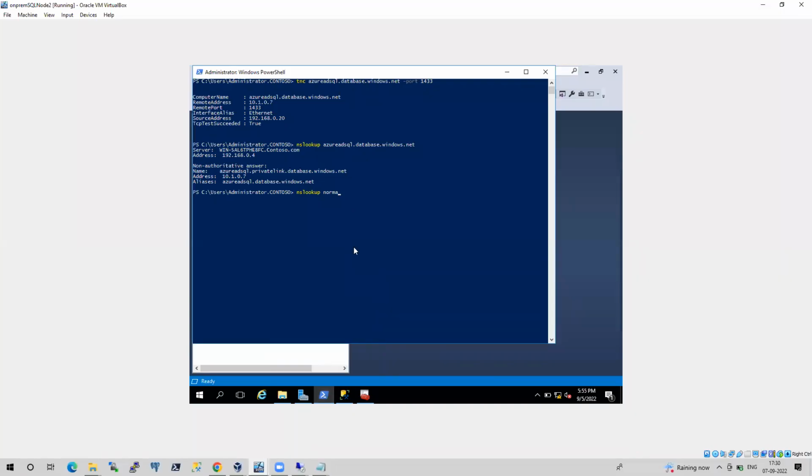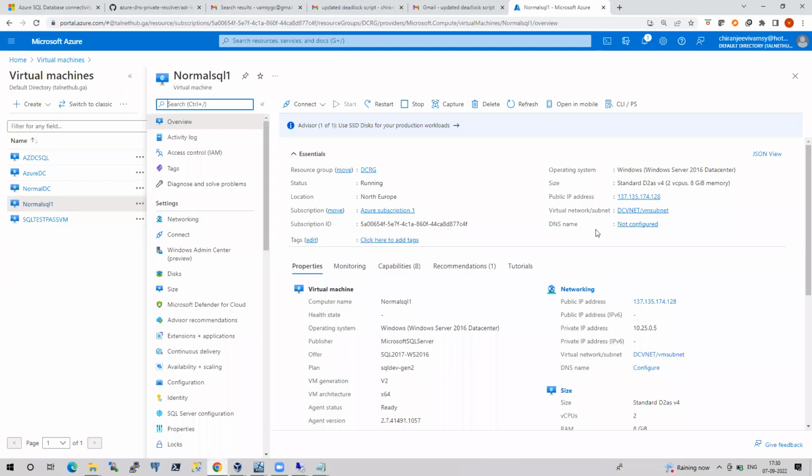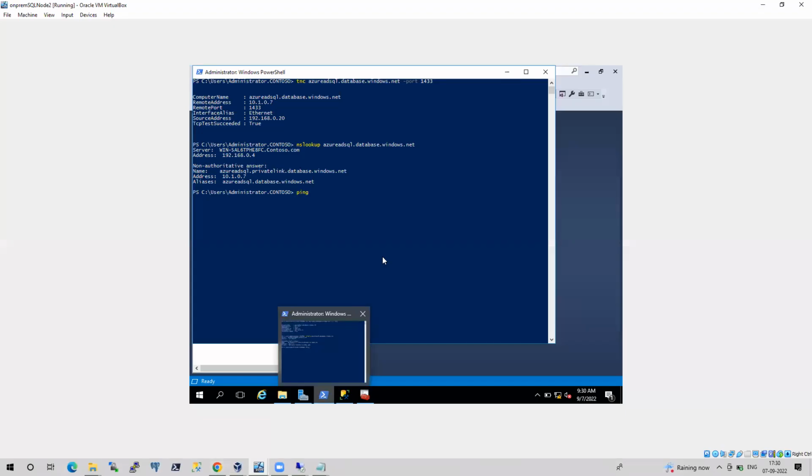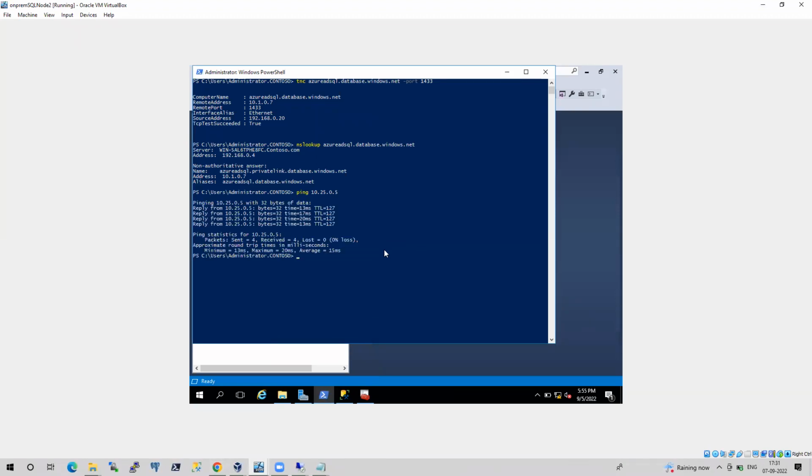First, I will try to see the ping here. What is the IP for normal SQL one? 10.25.0.5. See, the ping is also working fine, even though I have the custom DNS, since we have peered the network via the virtual network gateway of PaaS VNet. I'm able to talk to DC VNet also. But this is a huge but.